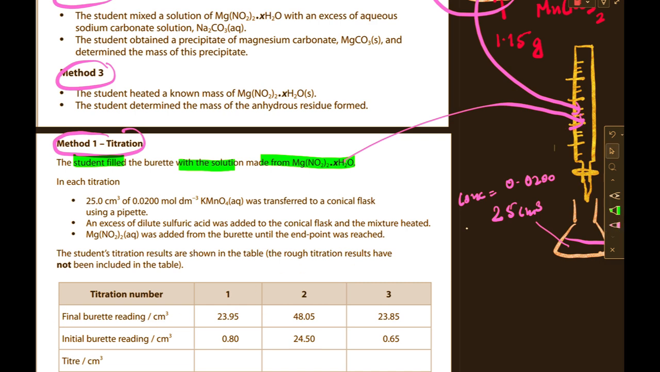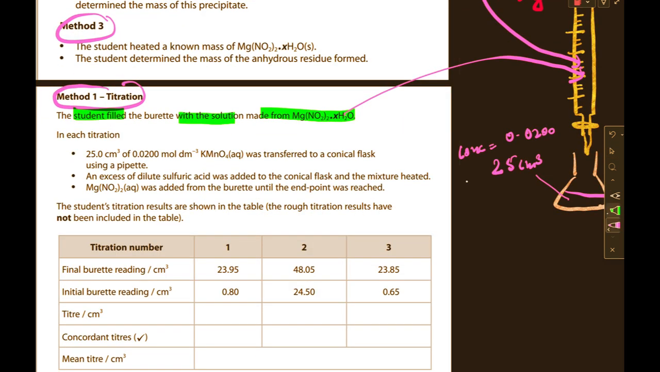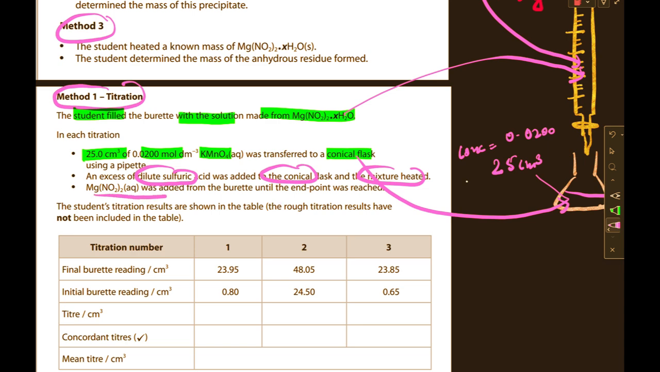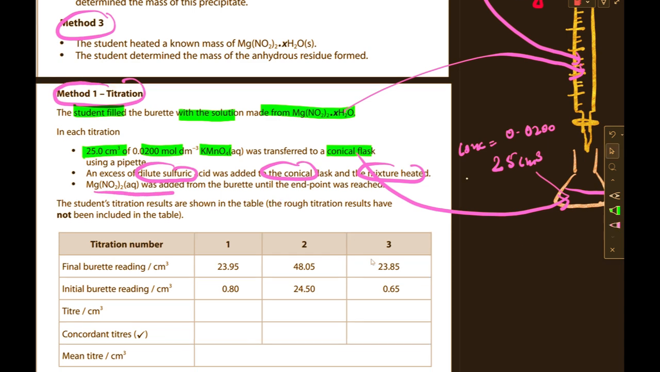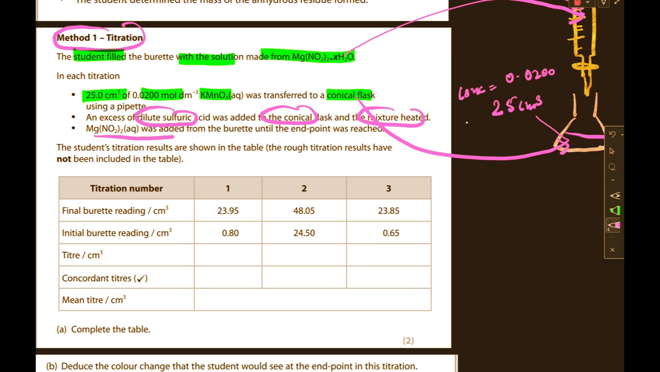In each titration, it says here, they used 25 cm³ of this KMnO₄ in the conical flask. KMnO₄ is going into the conical flask there. The excess of dilute sulfuric acid was added to the conical flask, and the mixture was heated, and then they just did the titration until the endpoint was reached. The student's titration results are shown in the table below. They said complete the table, and you need to find the titre for each of them.